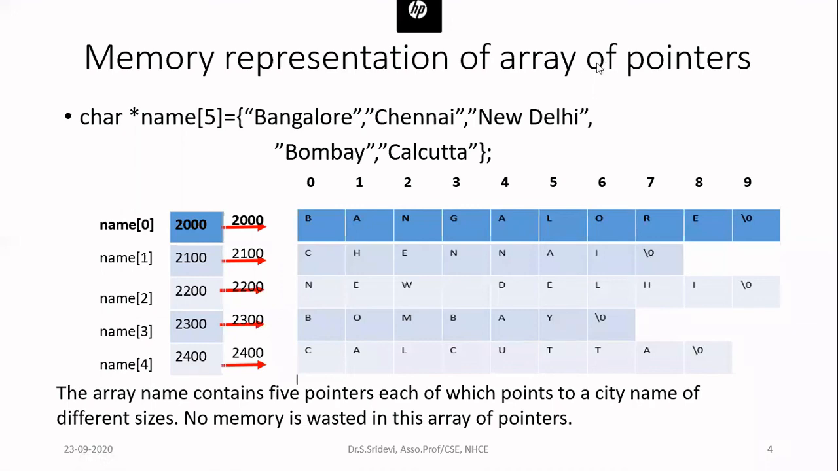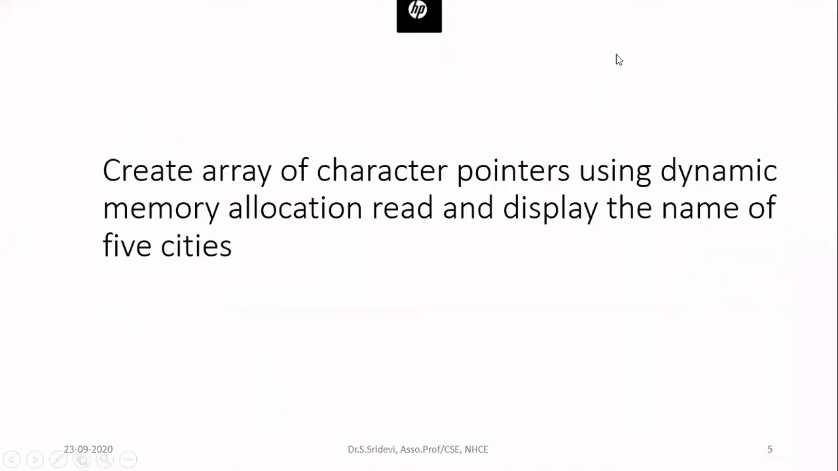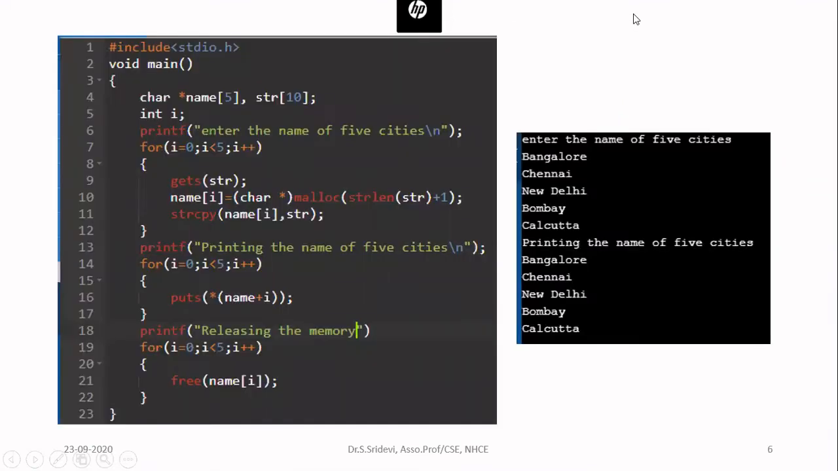Now let us see how it will work. In the puts function, I am giving name plus i. Name is nothing but the starting address of your array of pointers. When you write name plus i, it will refer to the ith pointer. Now what you will have in the ith pointer is the address of a particular city name. Now you have to go to that place to access the city name. So you need to get the value at that particular address. So now I am writing star in front of that so that I will get a value.